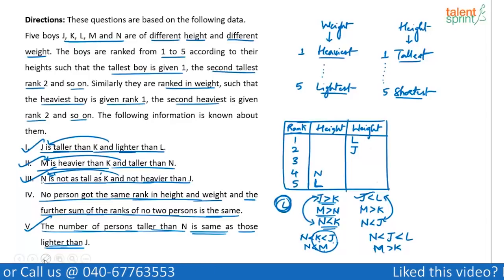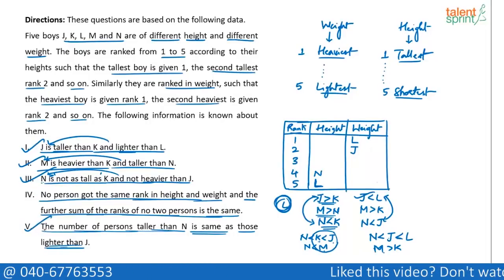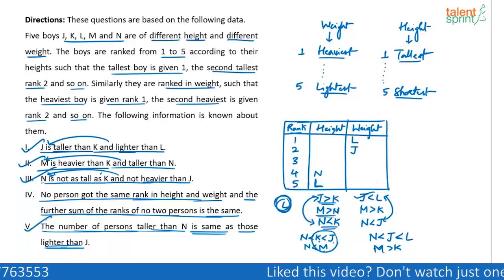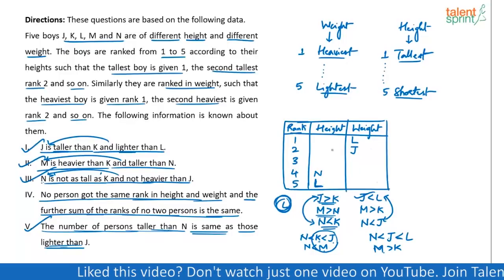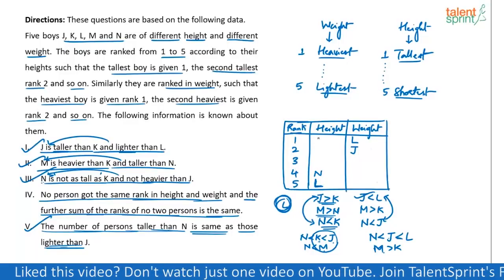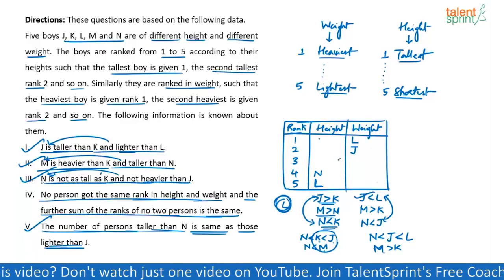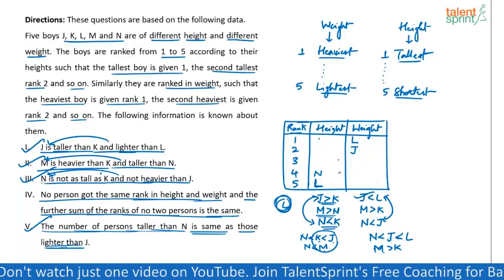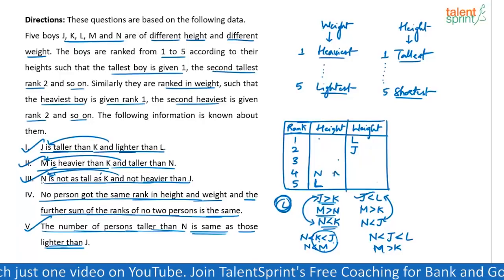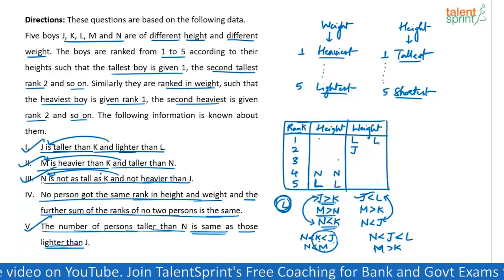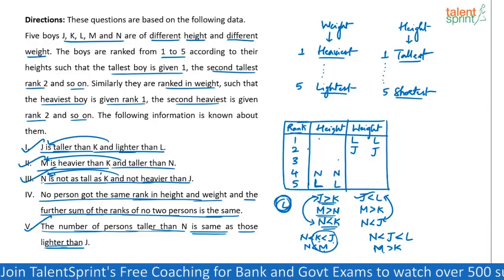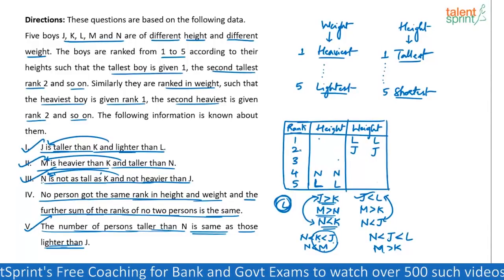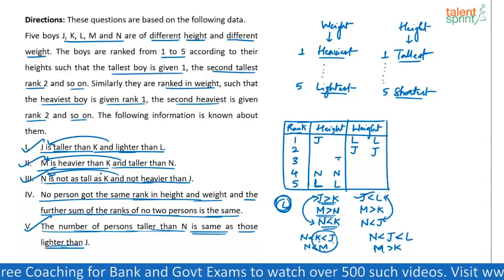Now, let me do one thing. Understand, what do we know? Since J has got second rank here in weight, J cannot take second rank in height. J can take either first rank or third rank. N and L is fixed. Let me take one more case. Basically, N, L is fixed, L, J is fixed. I am trying one more possibility now. J has got second rank in weight, so J cannot take second rank in height. J can take first rank or third rank.